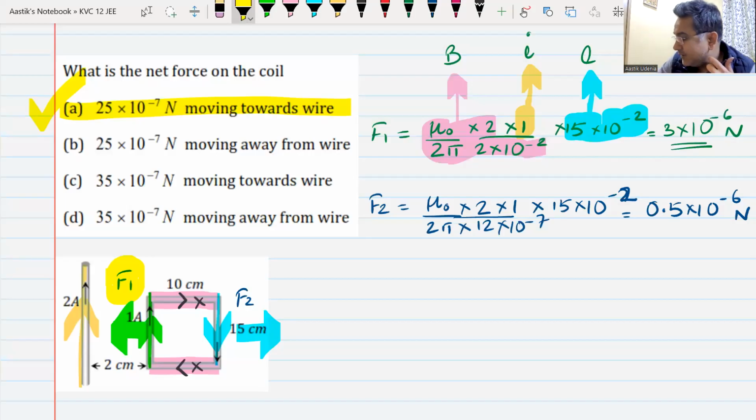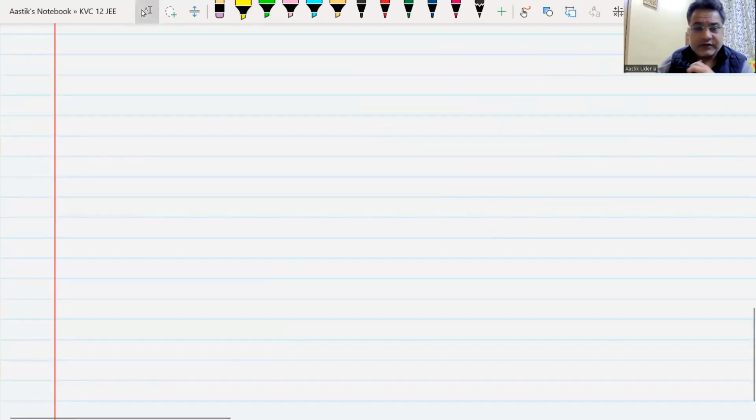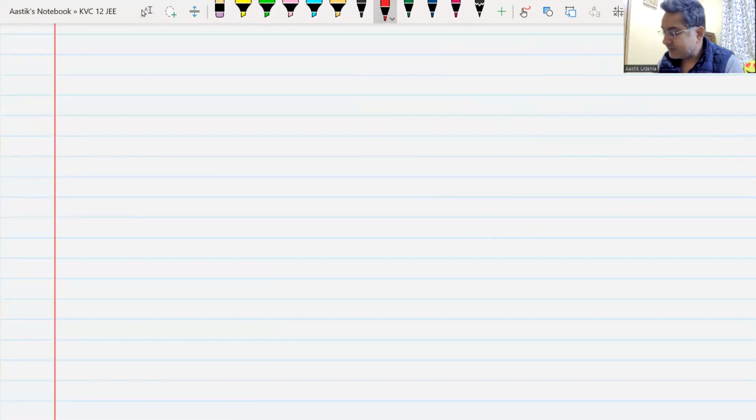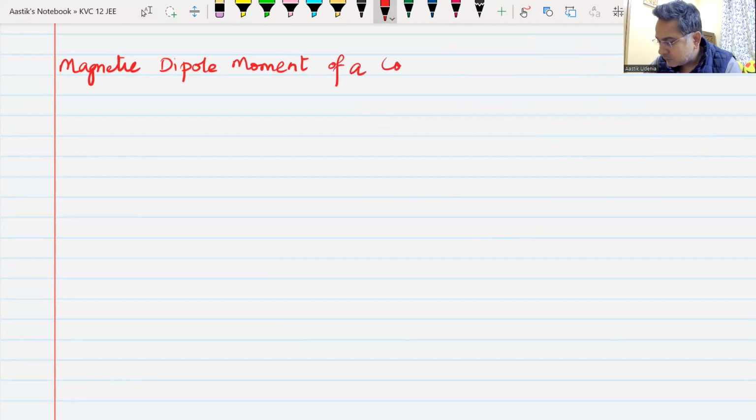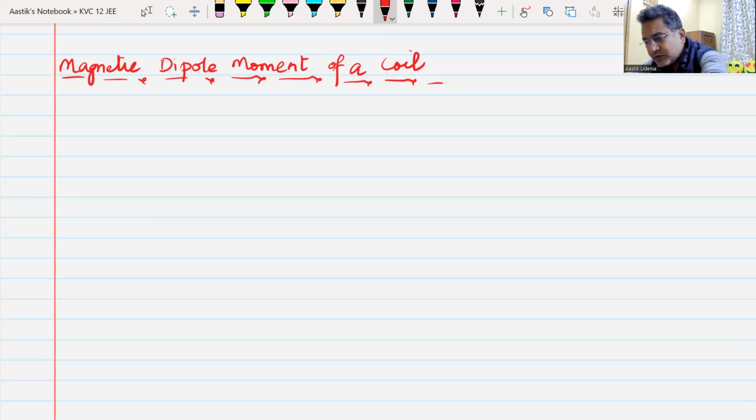Well, then we move ahead and we write the next heading. And the next heading is this: magnetic moment, or if I write, magnetic dipole moment of a coil. Now, as soon as I use this term, magnetic dipole moment, does it ring any bell? Do you remember anything?